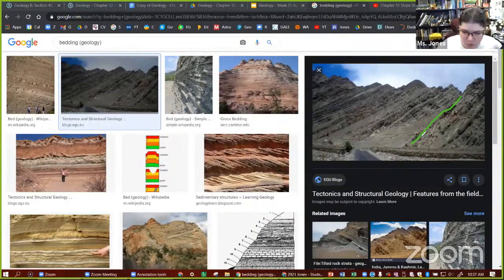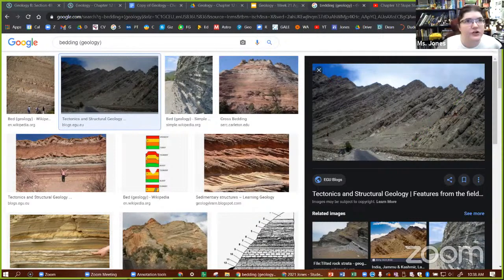You know, so like I'm actually walking up that, and the bedding angle is almost horizontal. It's almost parallel to the slope. This whole thing could slide off and fail. And so the more parallel to the slope the bedding angle is, the less stable it is.